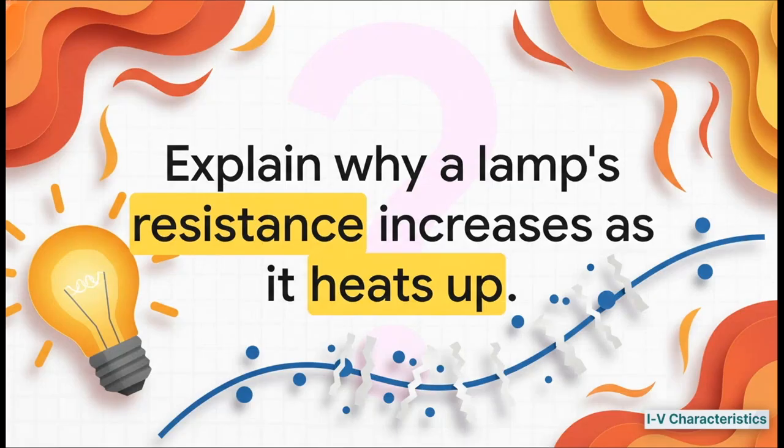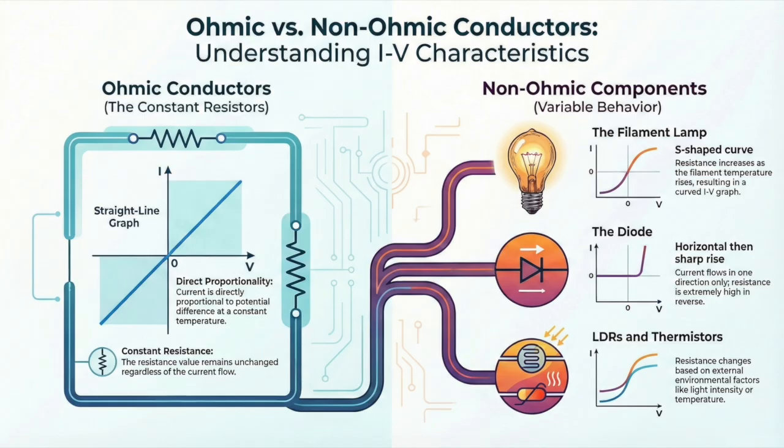So how would you tackle a question like this one? Well, you've got to hit the key points. You'd say that the current makes the filament heat up. That gives the metal ions more kinetic energy, so they vibrate more. This means they collide more often with the electrons trying to flow past, which impedes their path, and therefore increases the resistance. Just burn them into your brain. Resistor, straight line. Lamp, S-curve. Diode, flat, then a vertical wall. If you can sketch these 3 graphs and explain what they mean, you're well on your way.